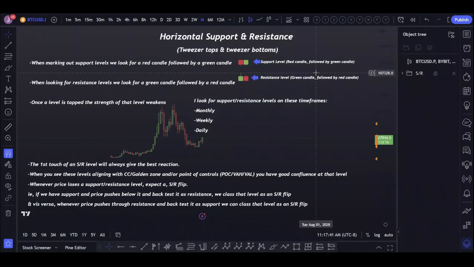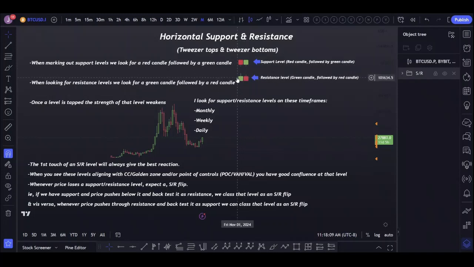This is going to be the first video for beginners, and what this video is about is how I mark out horizontal support and resistance. You can see here that I've typed tweezer tops and tweezer bottoms. That's because when you're looking for these levels, this is about what they're going to look like. They're going to look like tweezers that you would use for your eyebrows per se, but the candles will have these little wicks and they have an impression of tweezers.